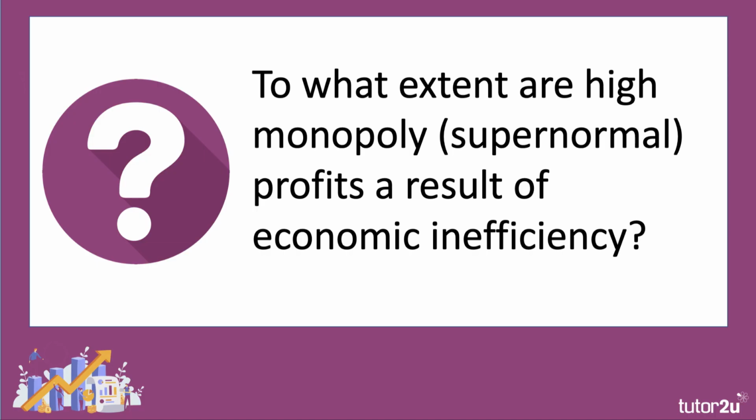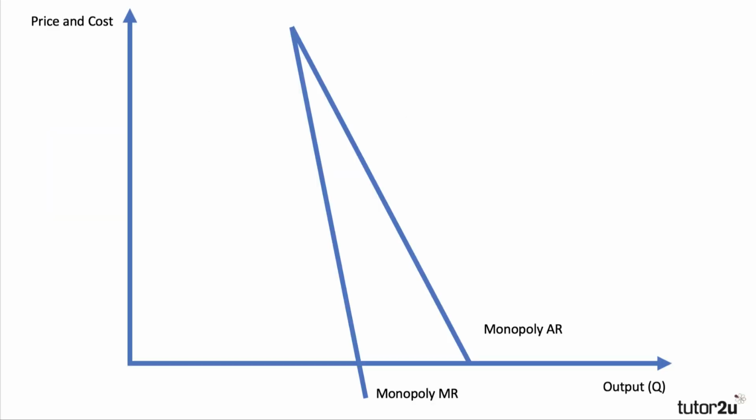Okay, so let's look at our market structures and think about some of these questions. So first of all, to what extent are high monopoly profits, supernormal profits, the result of economic inefficiency? Well, let's take an example of a monopoly that has a fairly inelastic demand curve, a coefficient of elasticity over most of that length of less than 1.